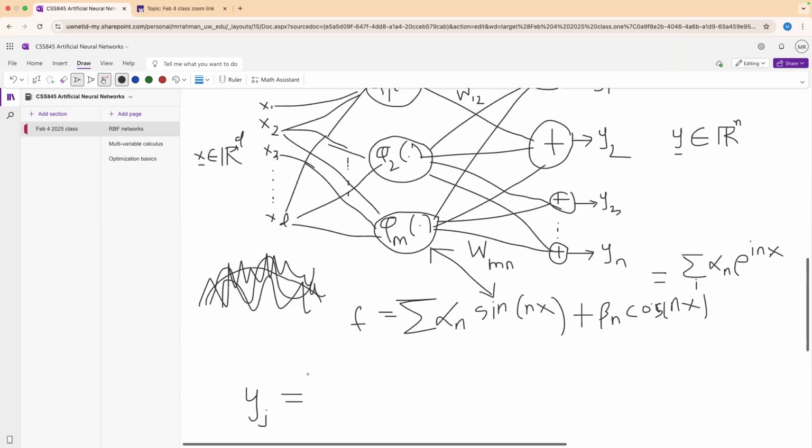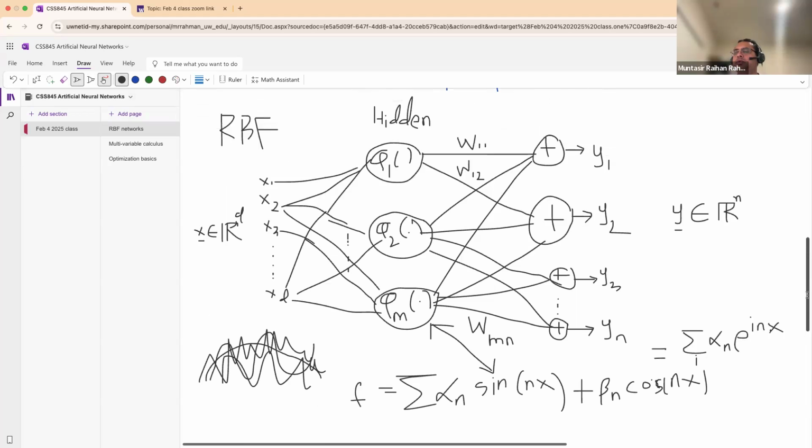Would it just be like a linear combination of the radial functions and all the weights? Exactly. That's absolutely correct. So let's first write it down. What would be yj, and let's call it yj hat because it's our expected output and not the actual output. This is the jth output, right?